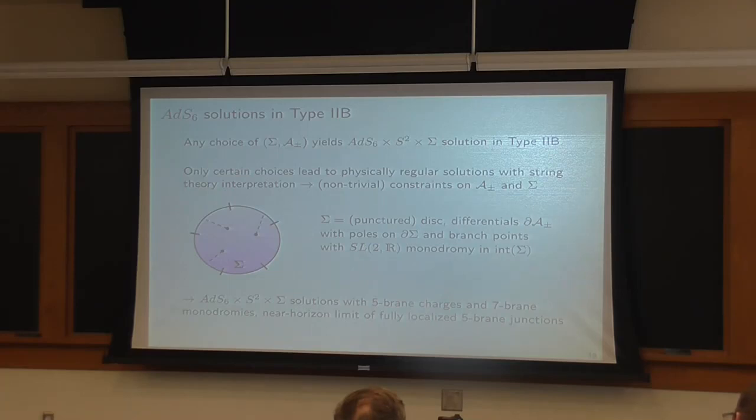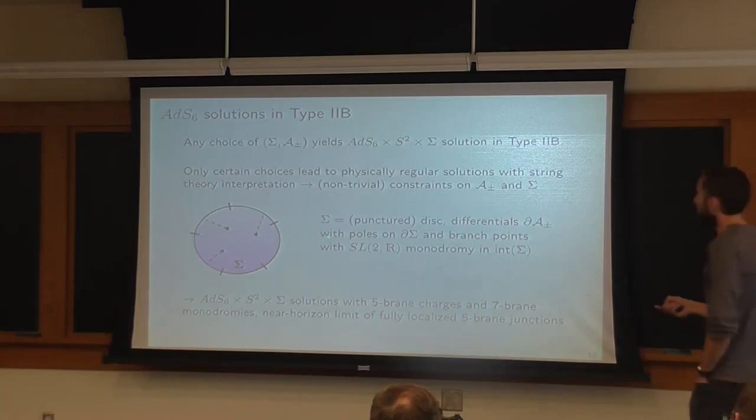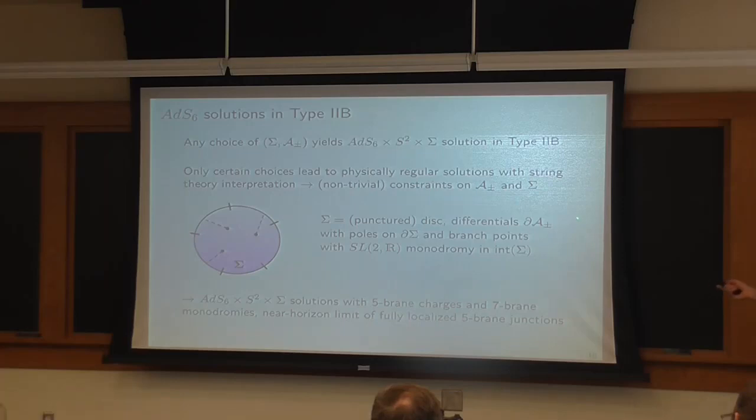And the picture that we found is that the case where we can construct globally regular solutions, which have a nice string theory interpretation, is when the Riemann surface is a disk, possibly with punctures. And for these two holomorphic functions, it actually makes more sense to talk about the differentials. These differentials are allowed to have poles on the boundary of the Riemann surface, and at the punctures, they get to have SL2 monodromy. This is the general picture. For these kinds of choices, we find that there are globally regular AdS6 solutions.